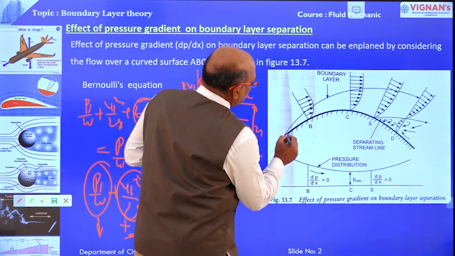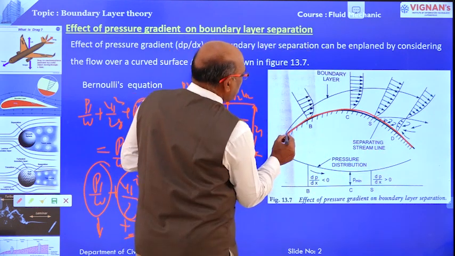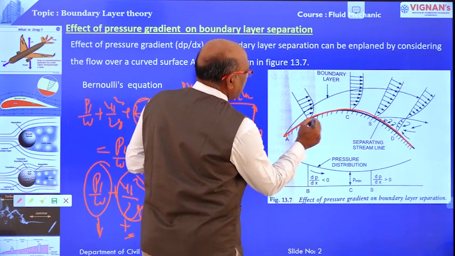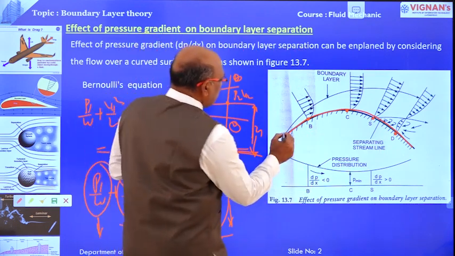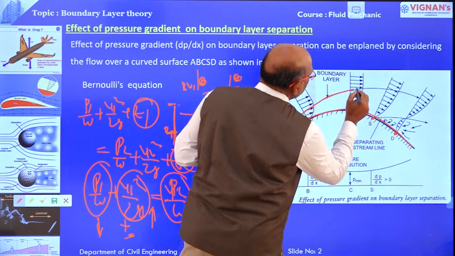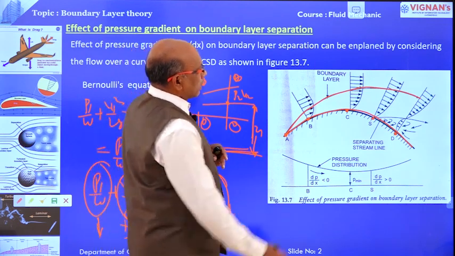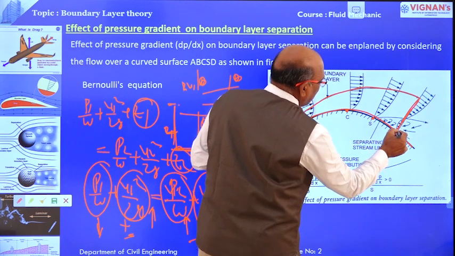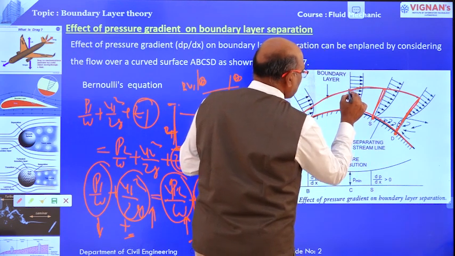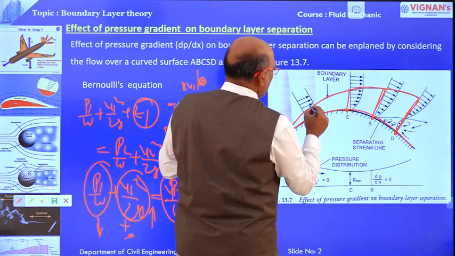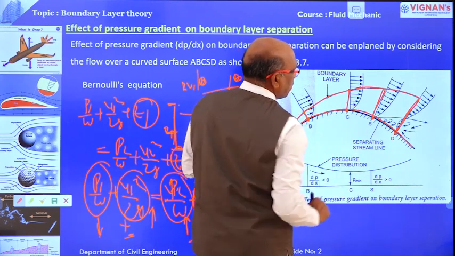Now, this is one curved boundary. The points over the curved boundary are A, B, C, S and D. And this is the boundary layer. In this boundary layer, what is happening? The cross-sectional area at point D is more, the cross-sectional area at point S is less as compared to D, the cross-sectional area at C is less as compared to S, and the cross-sectional area at B is very, very less as compared to C and as compared to D.